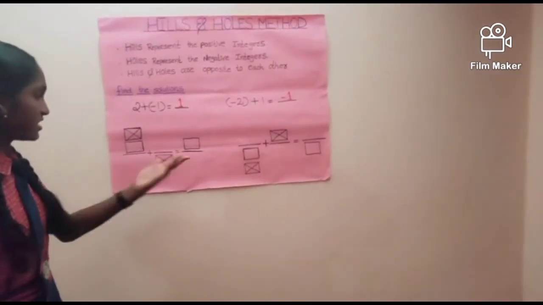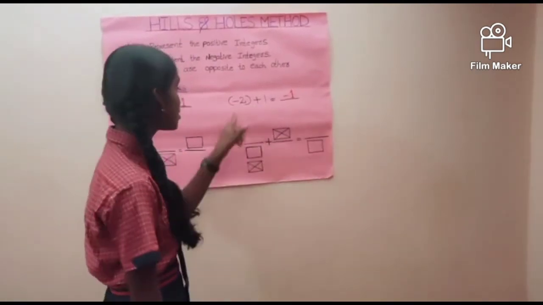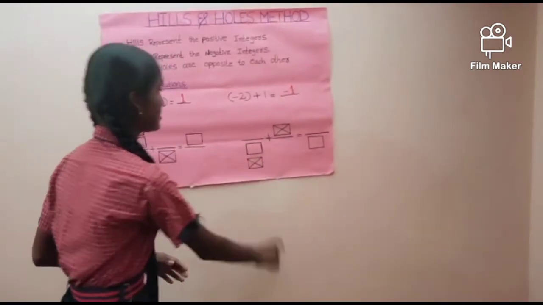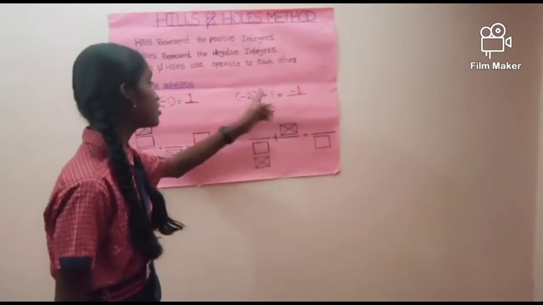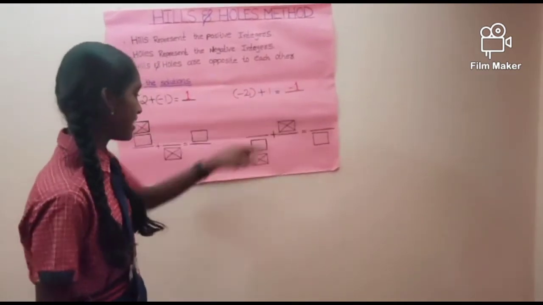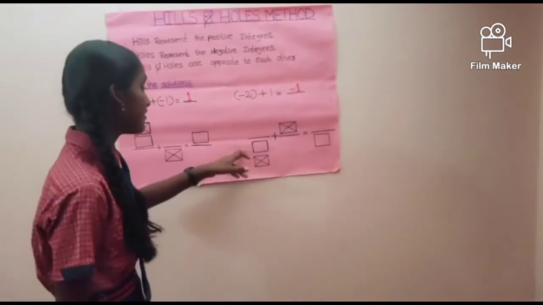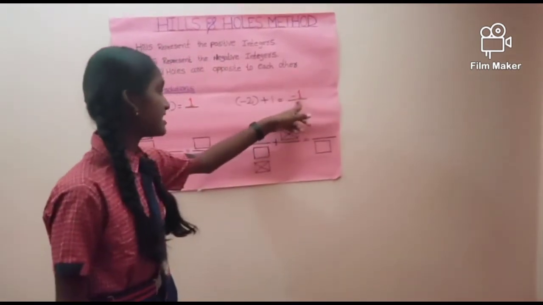So let's find another question. Negative 2 plus 1 is equal to dash. So negative 2 is below the ground level, so we should take 2 boxes here. And 1 is a positive integer, we take upside. So from the negative 2, we should minus 1. Here we minus 1, here we minus 1. In the negative side, one box has left. That's why we should take one box downside. So negative 1 is the answer.